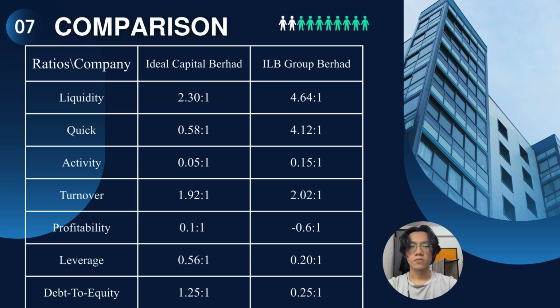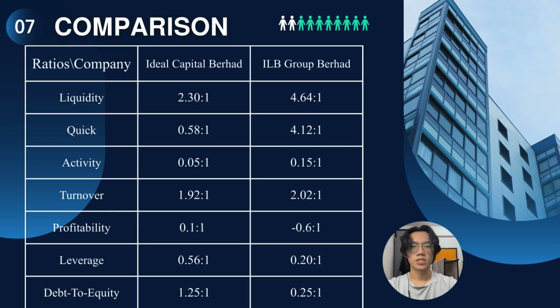Thirdly, when it comes to profitability, Ideal Capital Berhad is the stronger performer. It records positive profit margins and a healthy return on equity, while ILB Group Berhad suffers a loss and produces negative return for shareholders.